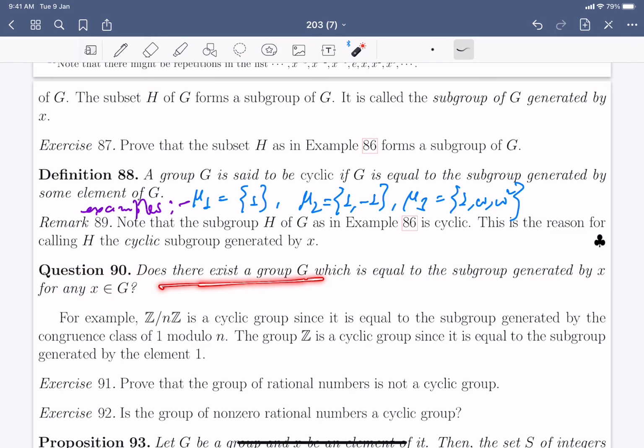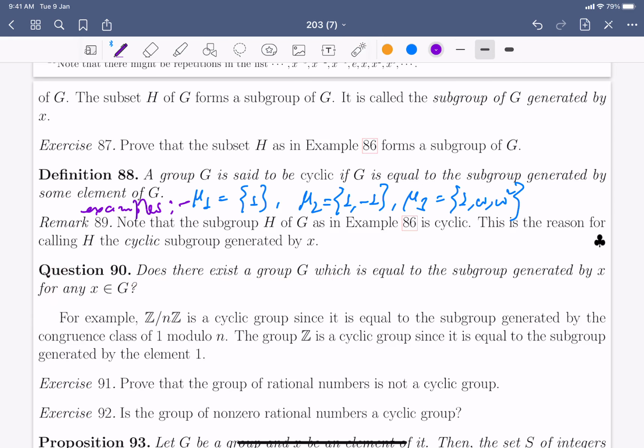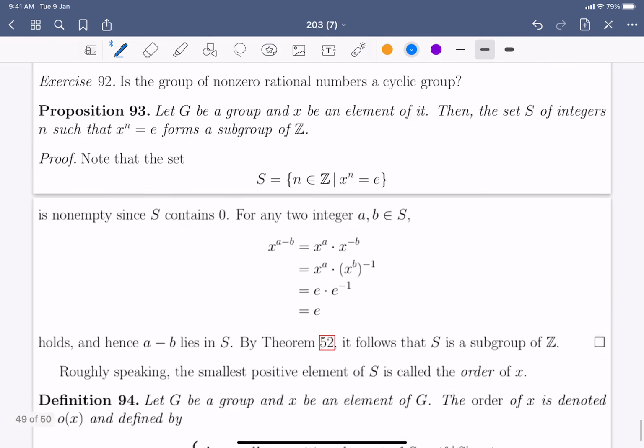So of course now you know the answer. At least you know that the answer is yes, because mu1 satisfies this criterion, right? Mu1 is equal to the subgroup generated by X for any X in mu1. Okay, so are there other examples? So please work on this question. This question now has to be a bit modified. So does there exist more than one example? Yeah, that makes more sense.